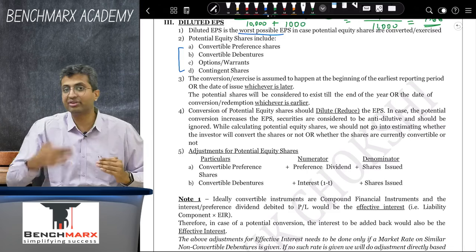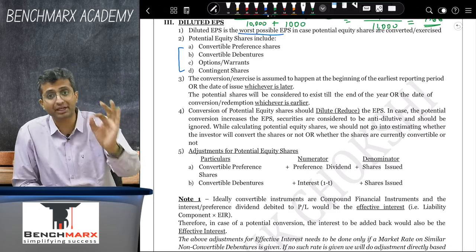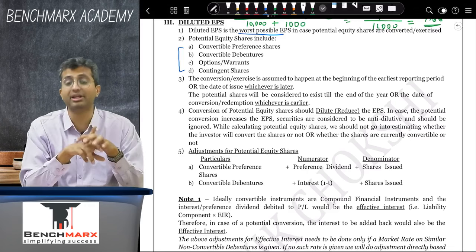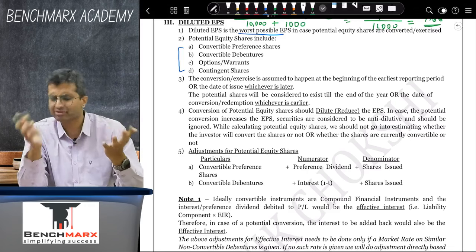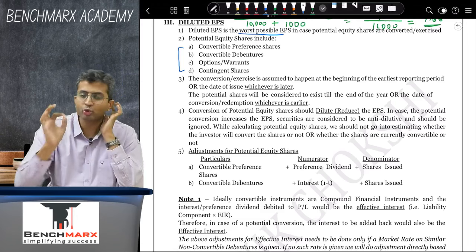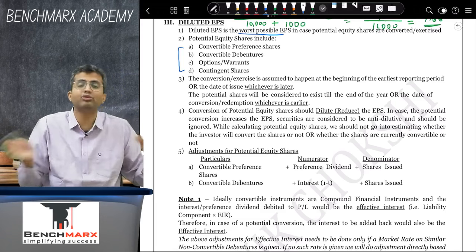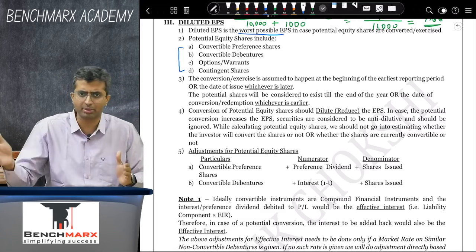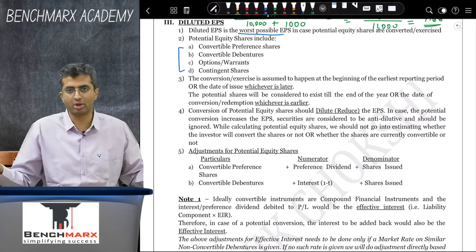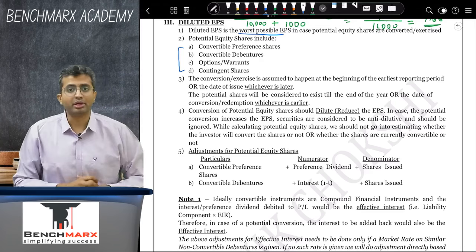In your P&L, it is implied that you would have recorded the expense based on effective interest, and hence what you add back will also be the effective interest. Tax adjustment will be 1 minus t into the effective interest unless otherwise given. So you will take the effective interest, and that will happen only if the question specifically gives you a market rate of interest on similar non-convertible instruments. If it is not given, well, you cannot take anything. You'll have to take based on the coupon rate only.